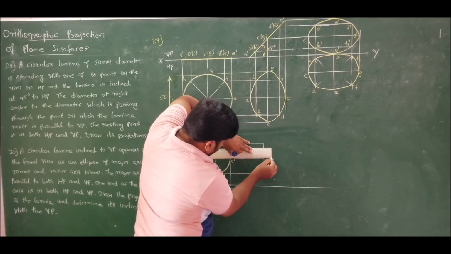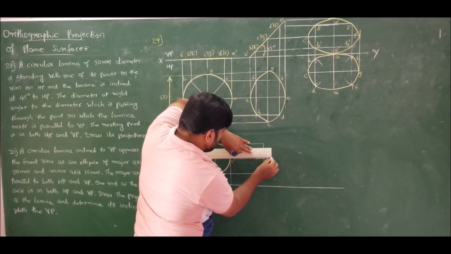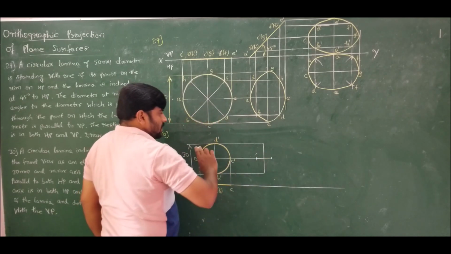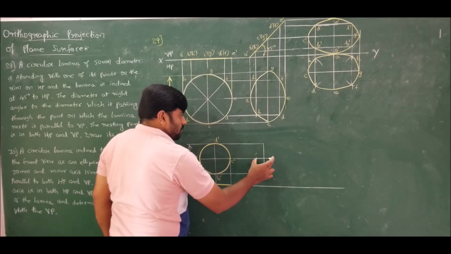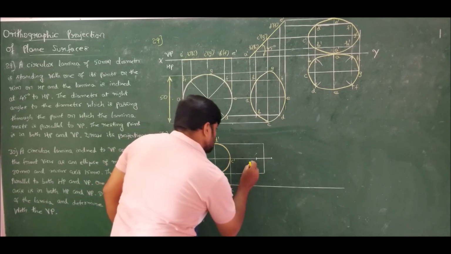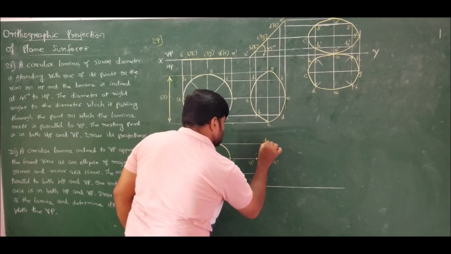So minor axis is 15, that is 7.5, 7.5 on either side. Mark 7.5 mm, 7.5 mm on either side. So mark the minor axis. Major axis 30, minor axis is 15, 7.5, 7.5 on either side. So that will give us again A dash, B dash, C dash, D dash.